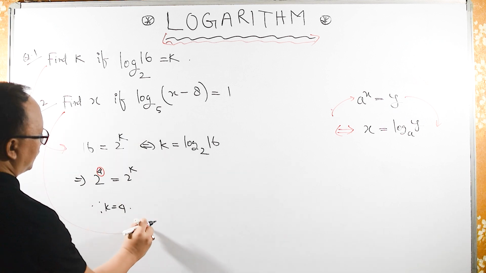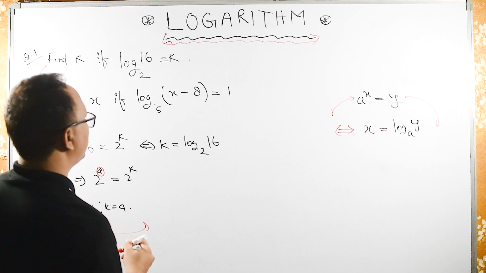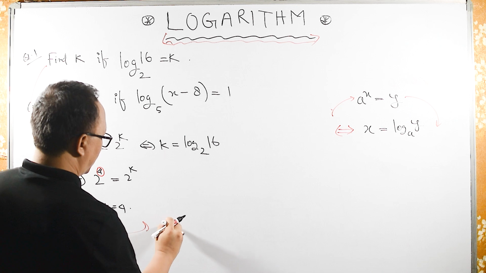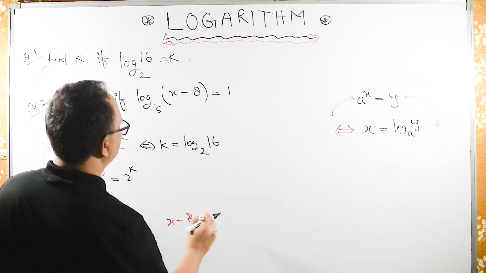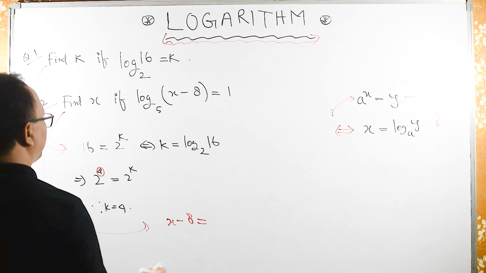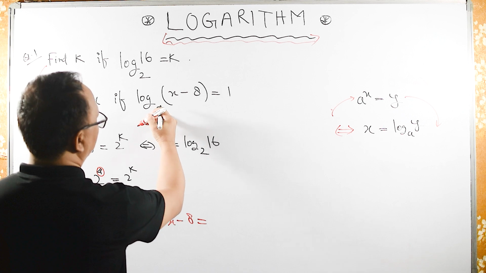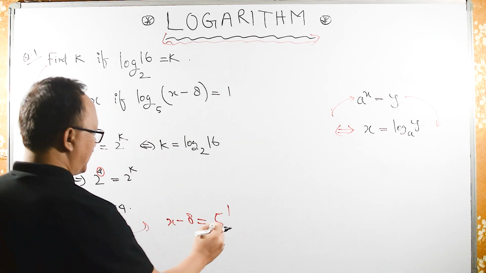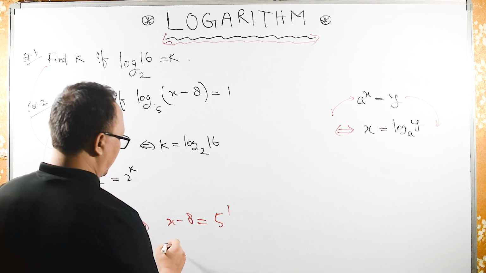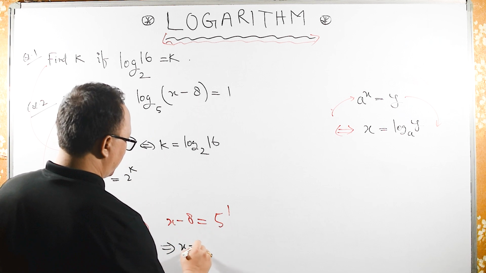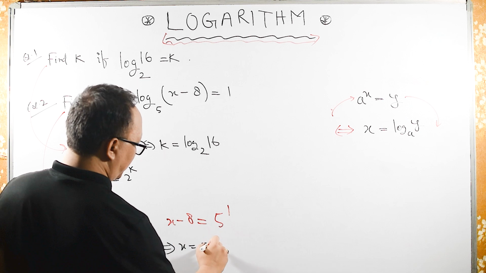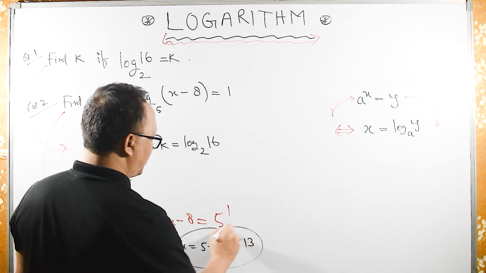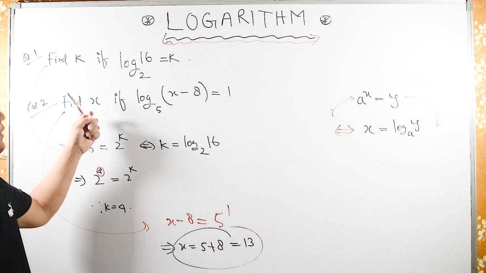Similarly for this also, what we can do is, x minus 8 equals, here this will go to power. Here 5 raised to 1. 5 raised to 1 is the same as 5. Therefore x equals 5, and here will come plus 8, which is 13. Therefore x equals 13 is the answer for this.